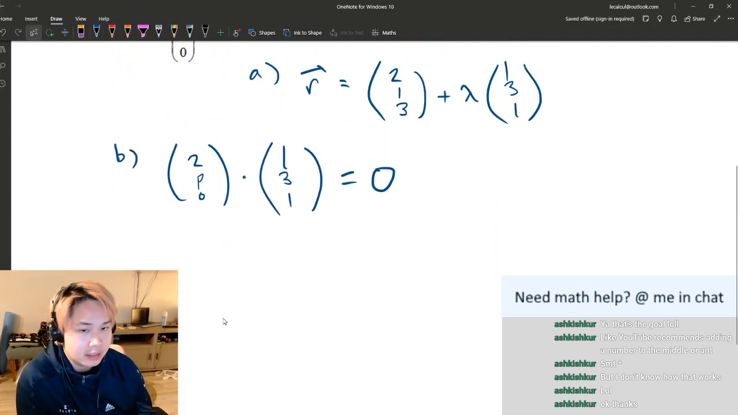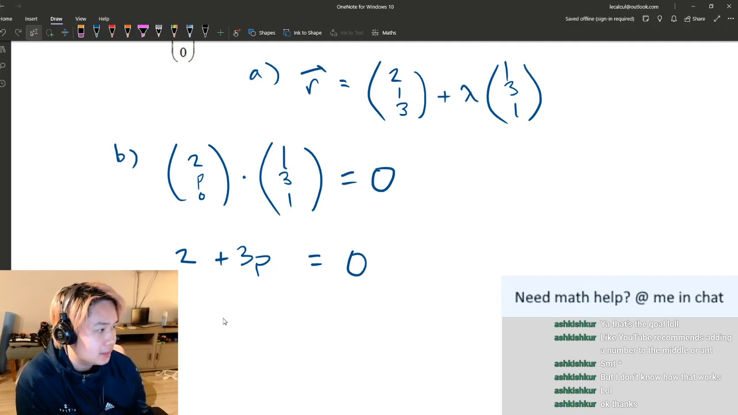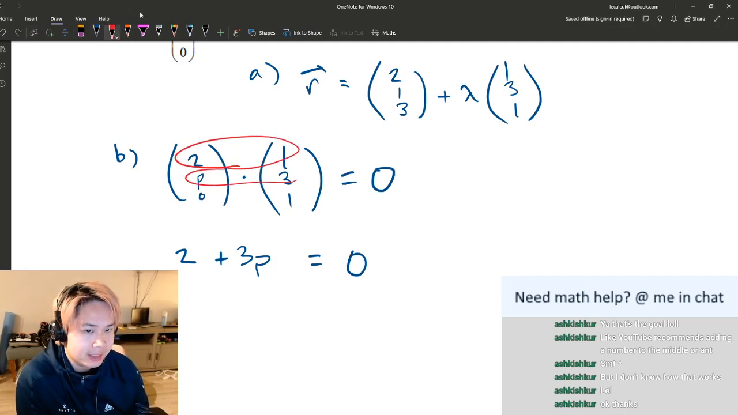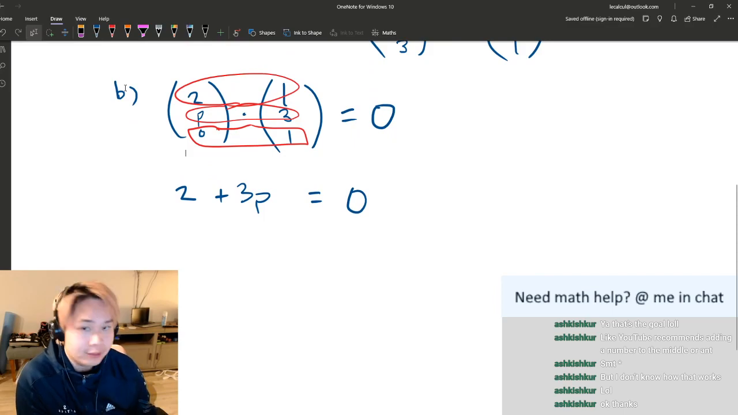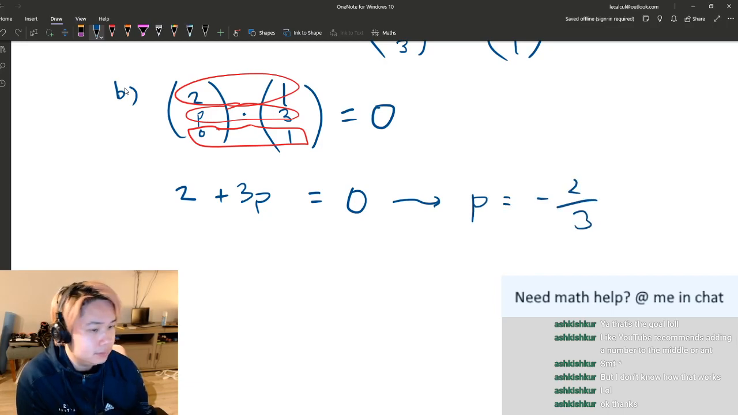And then, in other words, 2 plus 3p needs to be equal to 0. This is the other definition of dot product, where you multiply each corresponding component together and then you add them up. And then from here, it's pretty straightforward to find out what P is. Negative 2 over 3.